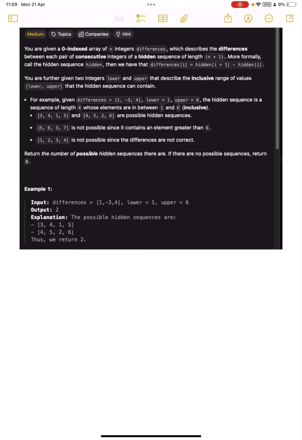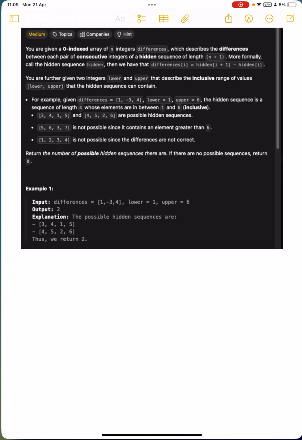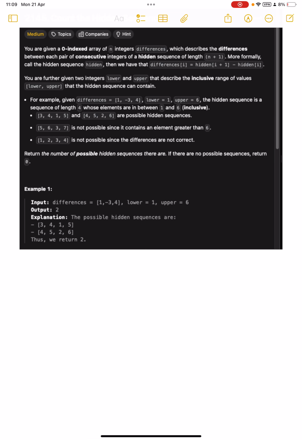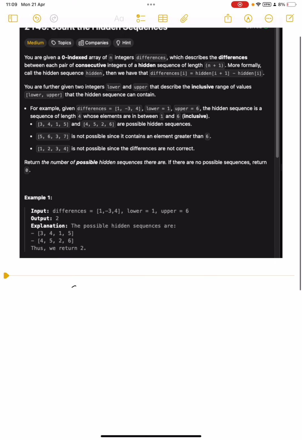Okay, so let's read the question. The question says we have been given a zero-indexed array of n integers of differences. For example, in this example, which is 1, -3, and 4, right?